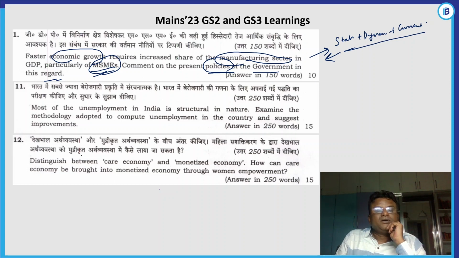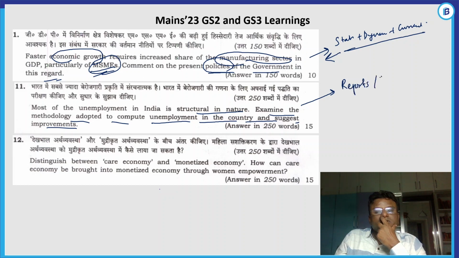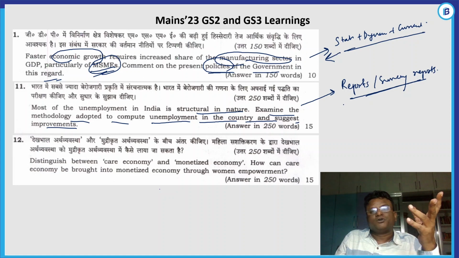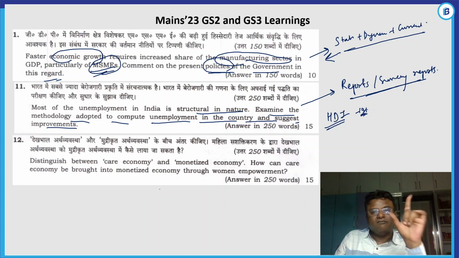information. Most of the unemployment in India is structural in nature. Examine the methodology adopted to compute unemployment in the country. Why did I include this? Generally, when we read the reports, survey reports, and we have to read a lot of them, are we really aware of how they are done? Generally, the methodology would be similar. So you read that on the Human Development Index, India is ranked some 131 or something. That question should come to your mind: I know this is the Human Development Index, but how is it really calculated?